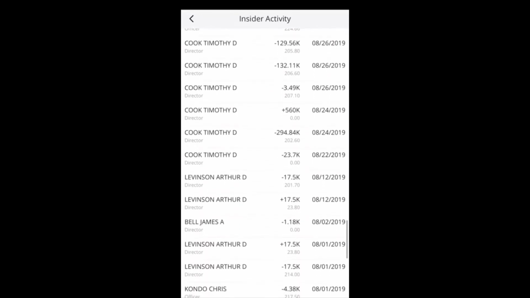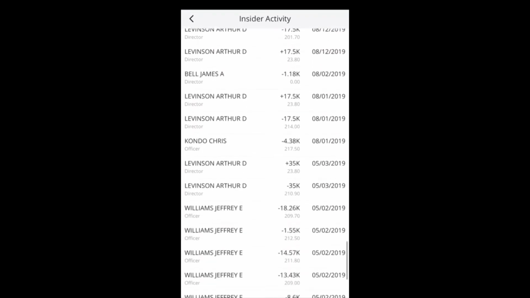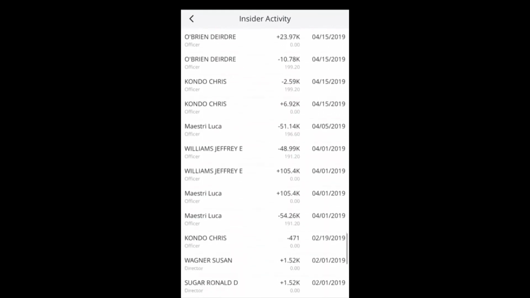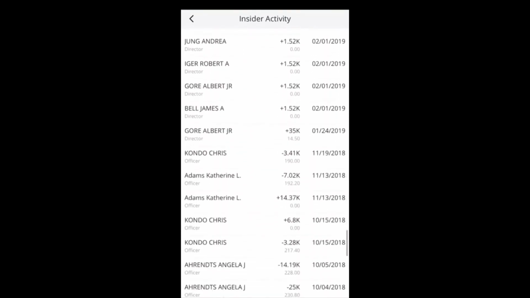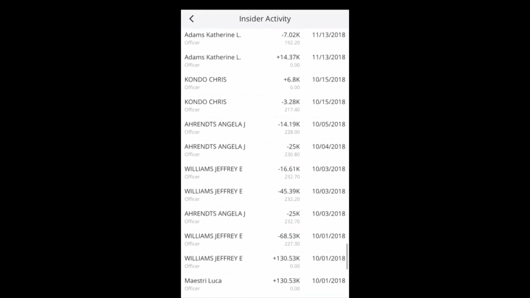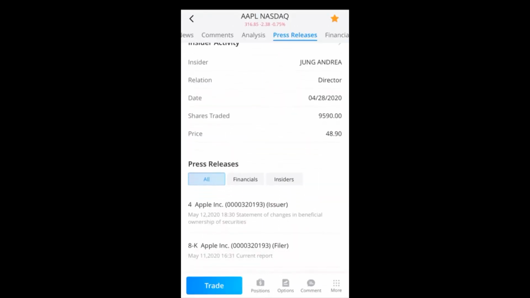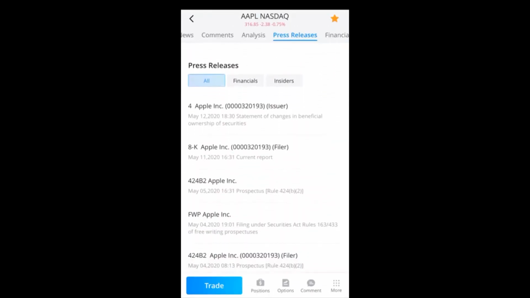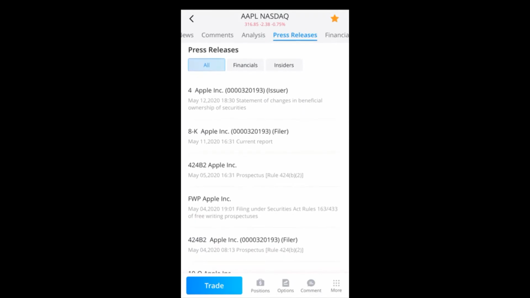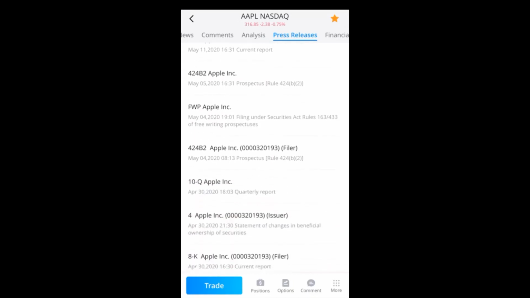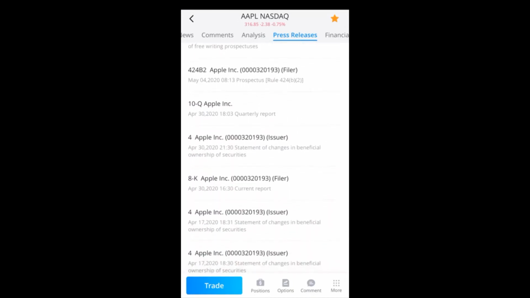So you can see Tim Cook here back in August of 2019. That's probably the most famous person that you'll see here. But as you scroll through, you can go back pretty far to see when people sold or when people bought stock in Apple. And you can also see those press releases listed here. Whenever they report earnings, dividends, or any major events, you can view those press releases here. So that's one really cool thing about Webull.